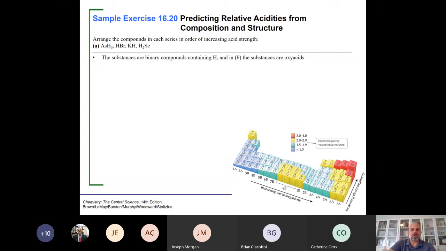Actually, no, this is a sample exercise. I'm going to work through it. I actually have a different one. Yeah, I'll work through this one first. I have a different one in the slides.